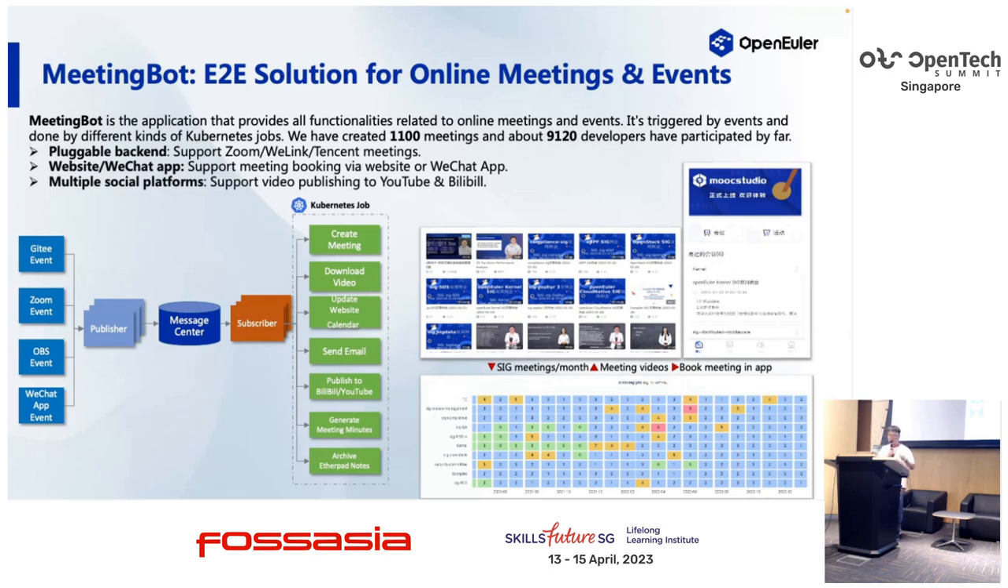Once an event comes, we use Kubernetes jobs to create a meeting, download the video, send an email to our SIG owners, as well as publish the videos to our social platforms, including Bilibili and YouTube. You can take a look at this picture. This is the archive website on Bilibili for all of the videos we have. The next one is the UI in WeChat, where our SIG maintainers book meetings and notify the developers.